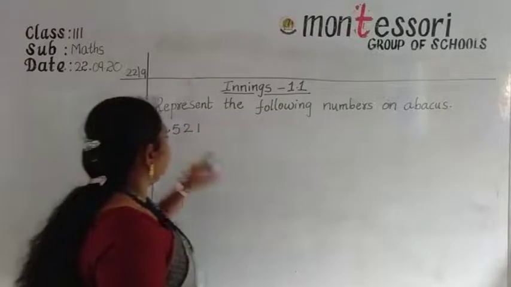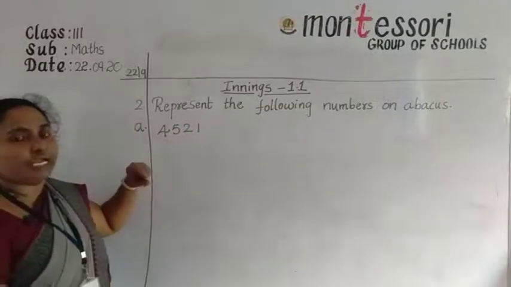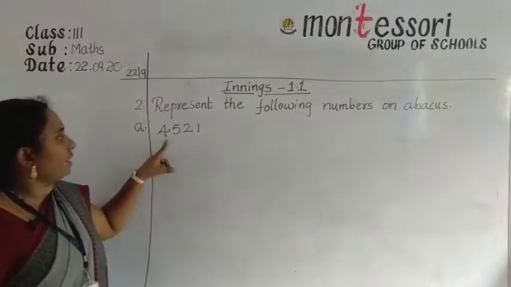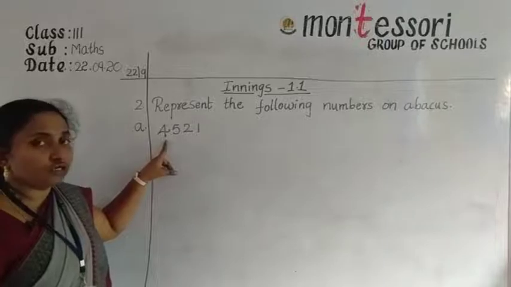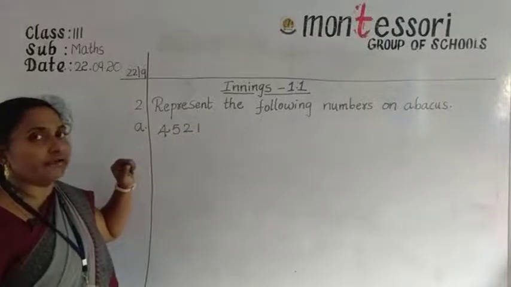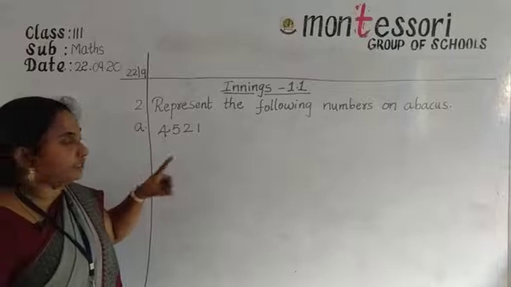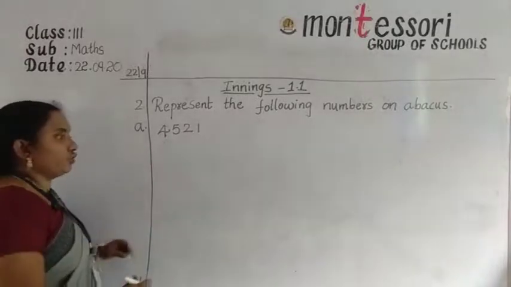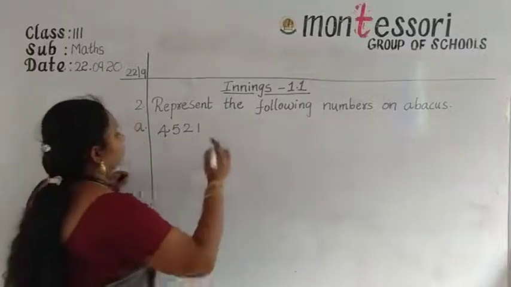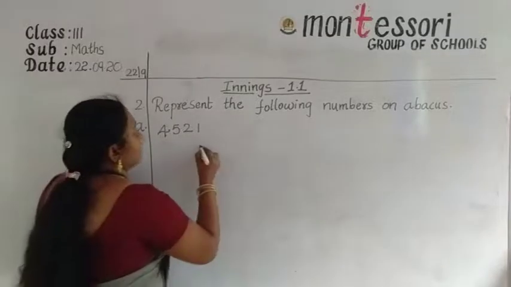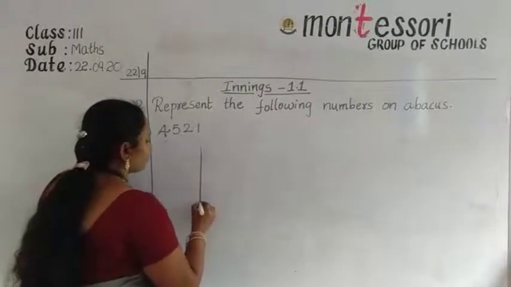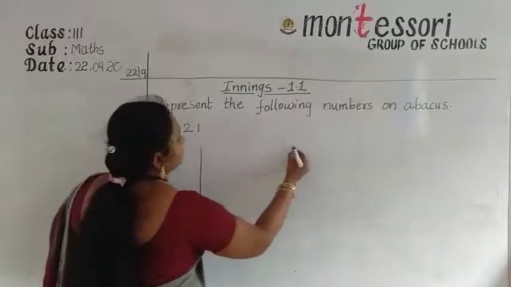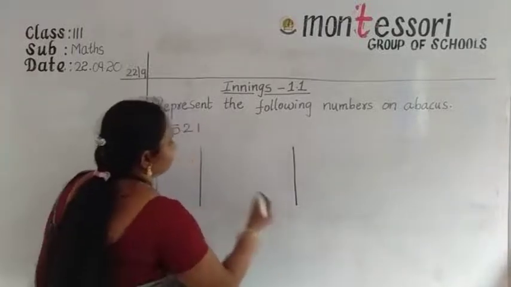Okay, so now here the number is given. Now we can draw the abacus. Here what is the number given? 4521. So now this number is to be represented on the abacus. So first I draw the abacus frame. Okay, so now take your pencil, all of you. Take your pencil and draw the lines.